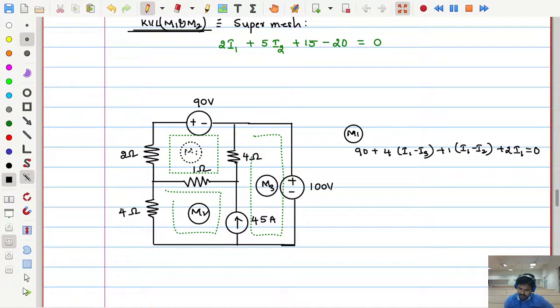Next, once it comes to mesh 2, immediately I could observe one interesting friend, which is a current source. So what I will do is, minus I3 equal to minus 45. My current direction is like this. The other side current direction is like this, whose current is I3. This current is I2. So I can say for this, I2 minus I3 is equal to minus 45. Cross verify. I am just giving the equations. Later you think how I arrived at these equations.